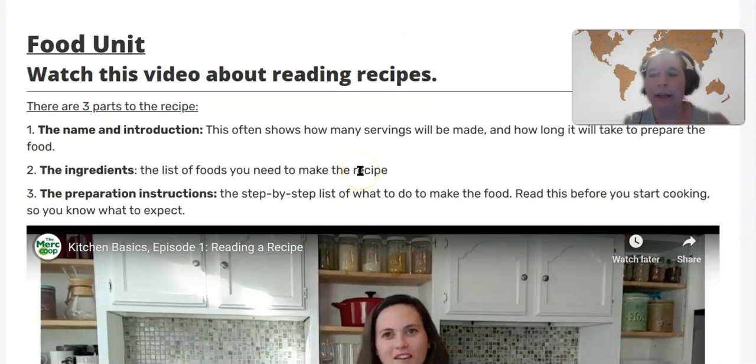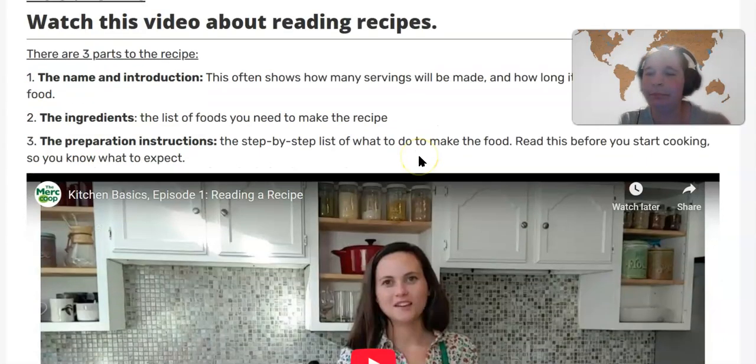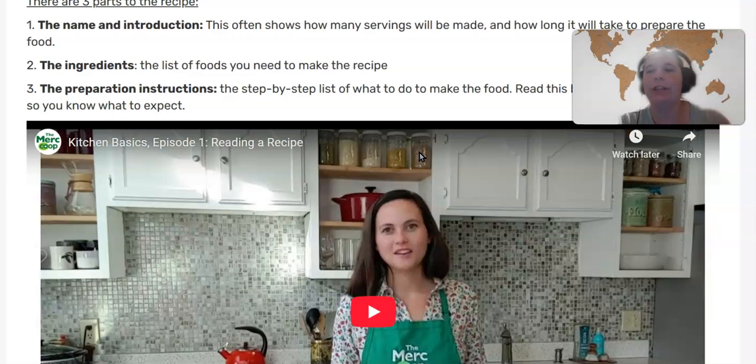Remember, there are 3 parts to a recipe. The name and introduction. This shows how many servings will be made and how long it will take to prepare the food. Second, the ingredients, the list of foods you need to make the recipe with. And third is the preparation instructions. These are the step-by-step list of what to do to make this food. Read all of the ingredients and instructions before you start cooking, so you know what to expect.